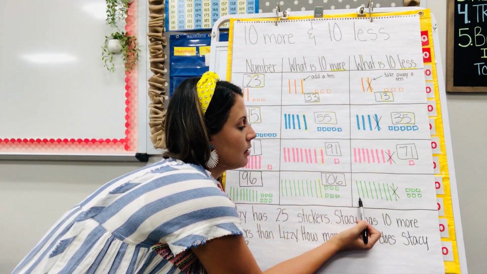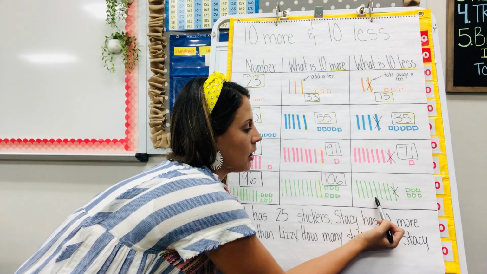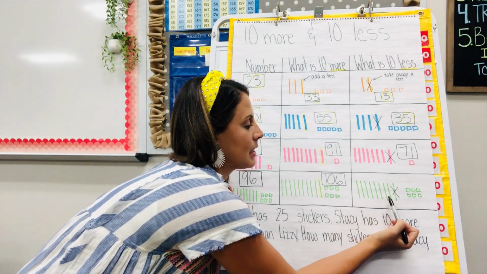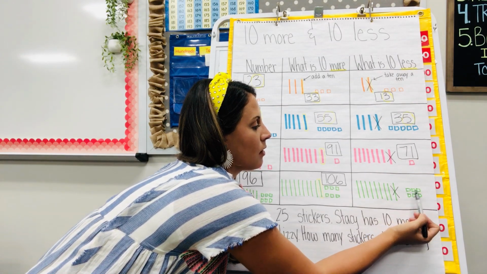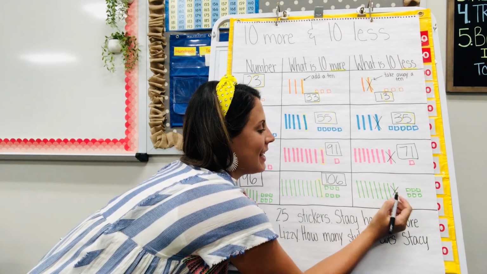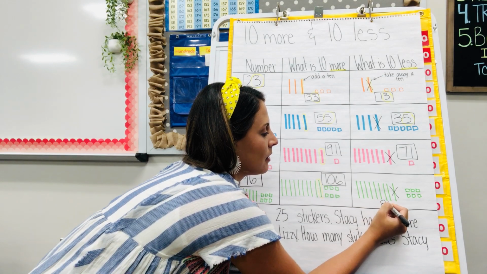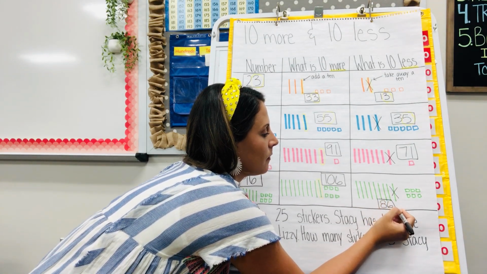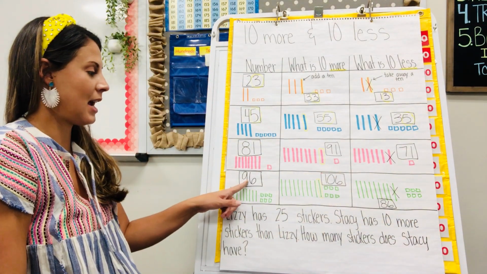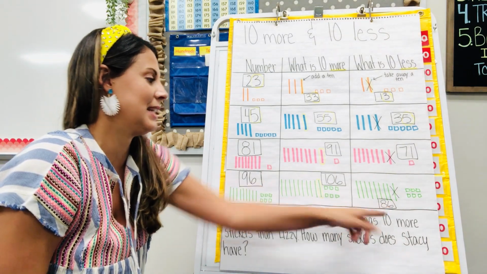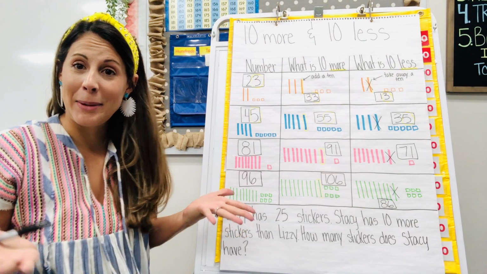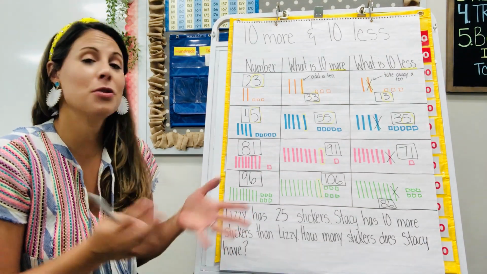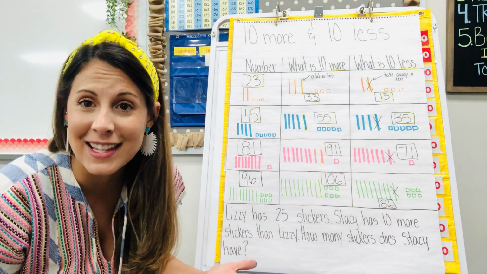Count with me. 10, 20, 30, 40, 50, 60, 70, 80, 81, 82, 83, 84, 85, 86. So 10 less than 96 is 86. And our ones place stayed the same. We only added or took away from the 10s.